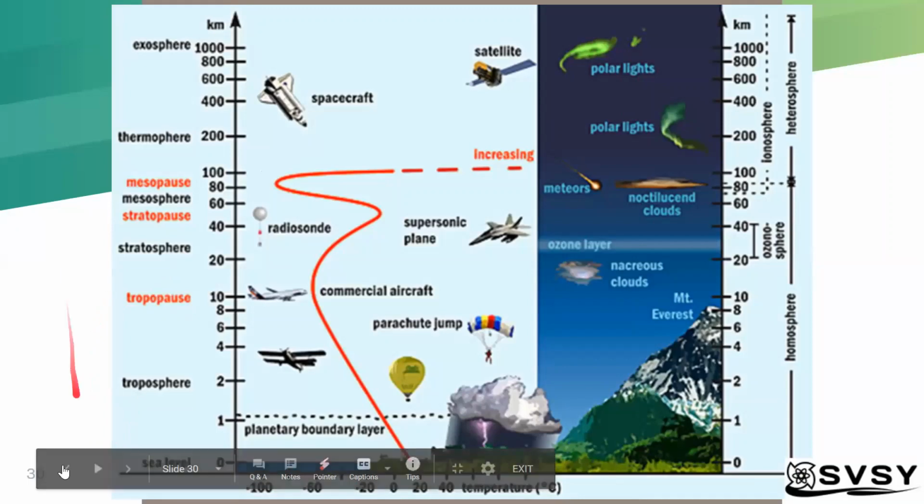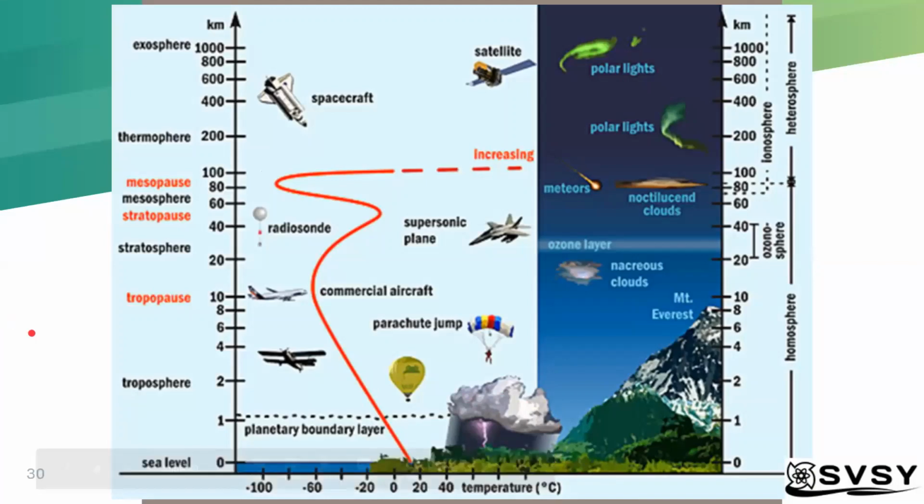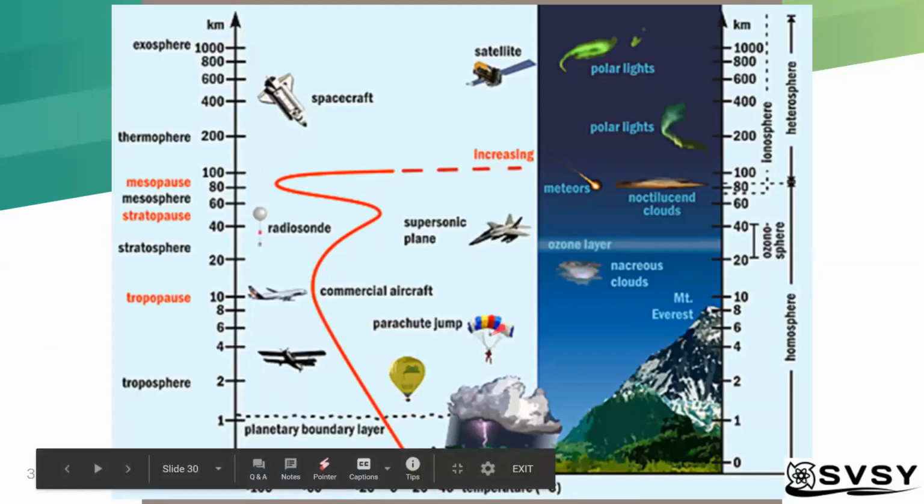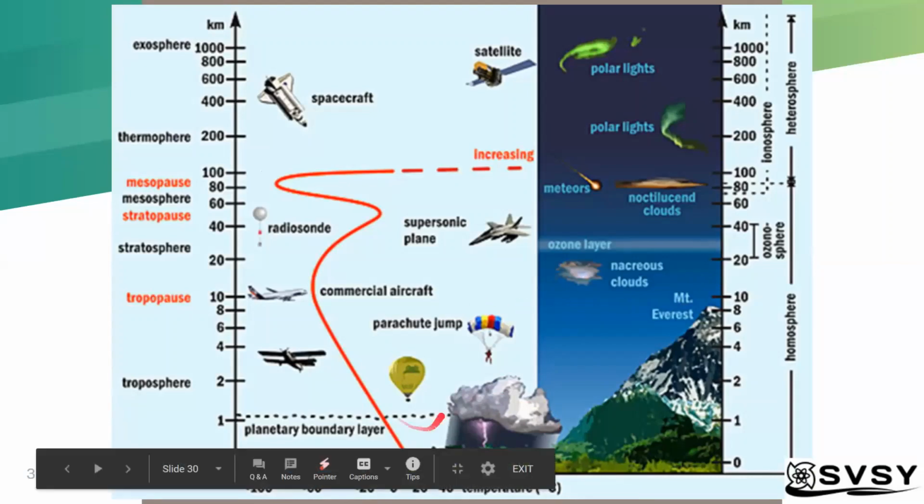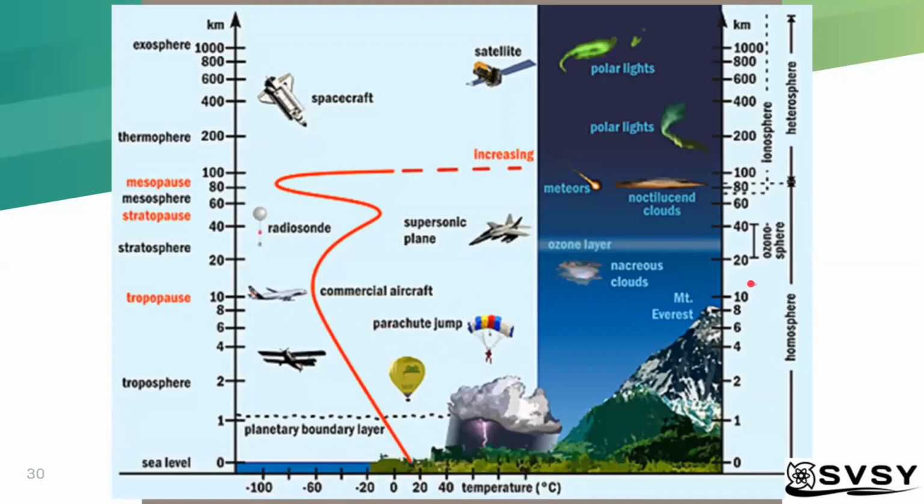So the first layer is the troposphere. That is where all the weather occurs. So this little cloud, thunder, lightning thing symbolizes that. And the troposphere is also where most people hang out. So there are parachute jumps and hot air balloons, and Mount Everest also goes within this layer.